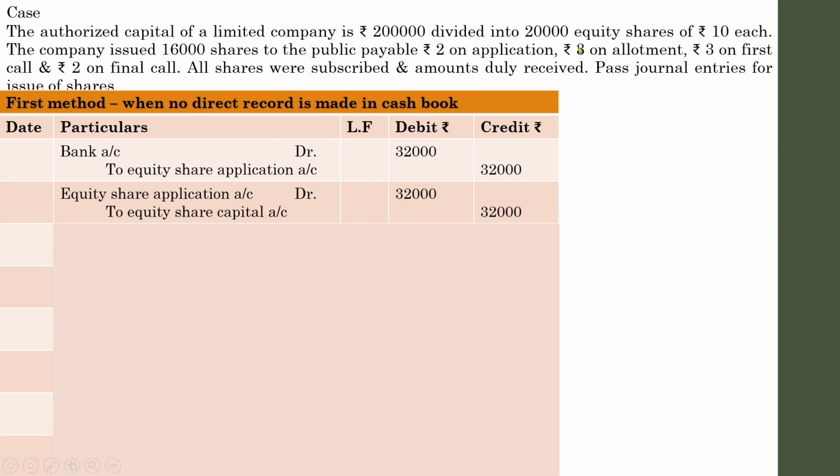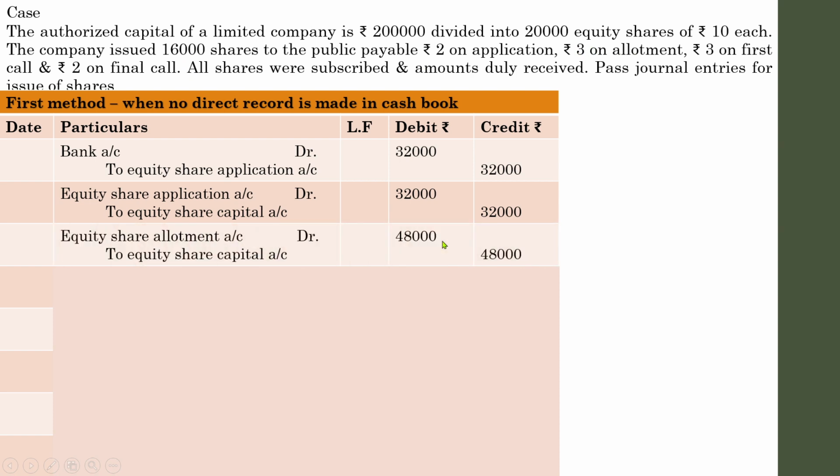So with regard to allotment, how much is allotment? Rupees 3 per share. How many shares were issued? 16,000 shares. So equity share allotment account debited to equity share capital, 16,000 into 3, 48,000. So we have passed the due entry. Remember, in this case the narration is not mentioned, but in the examination you must write down the narration, because there are definitely marks for the narration. If you fail to write it down, surely you will get fewer marks.